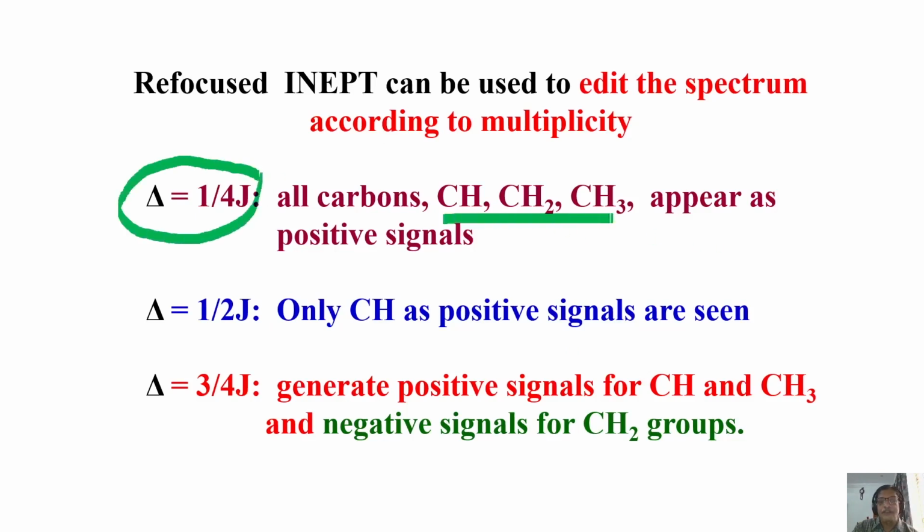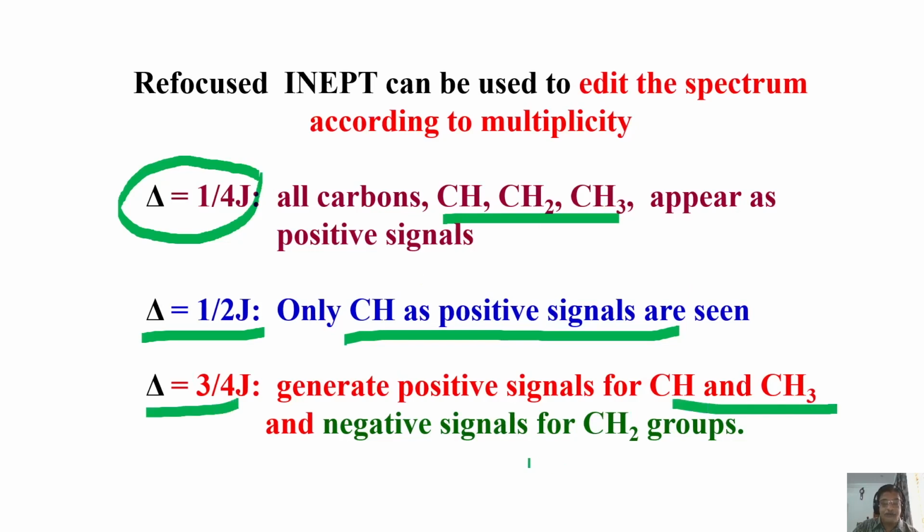All carbons appear as positive. No problems. Put delta is equal to 1/J. Only CH is positive. All others are not seen. Only CH is seen as a positive signal. All others become 0. Put delta is equal to 3/4 of J.